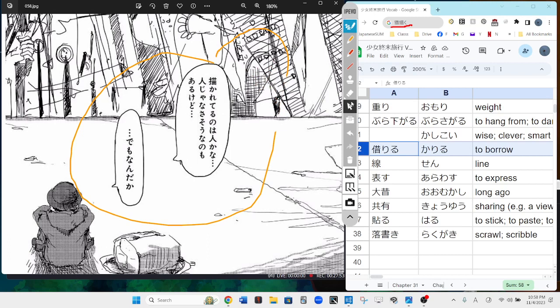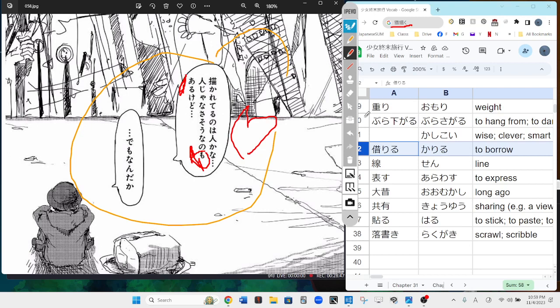Yeah, kaka. Okay. Kakarete kuru no wa hito kana. Hito jana sa so na no mo aru kedo demo nanda ga. So it's saying, is it a human that they draw, is it a drawing of a human, then hito jana sasuna, it doesn't seem like there's a chance that a human can exist.